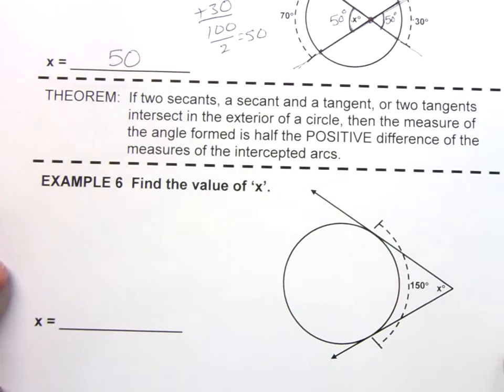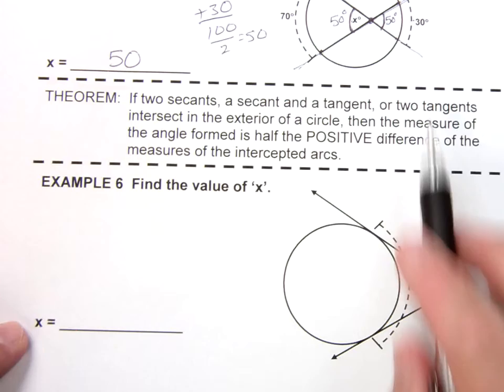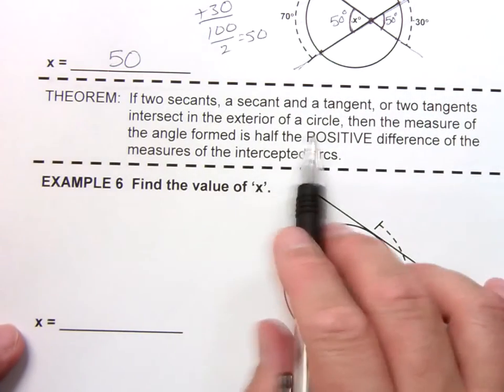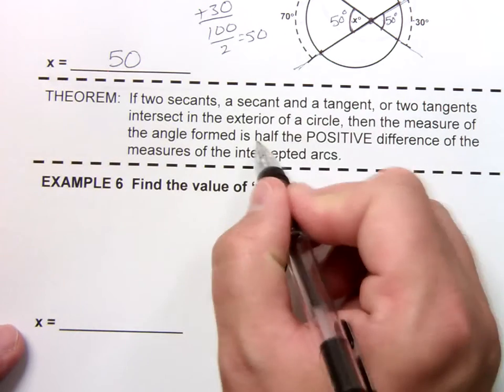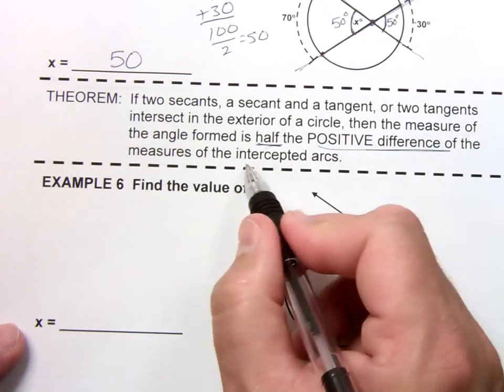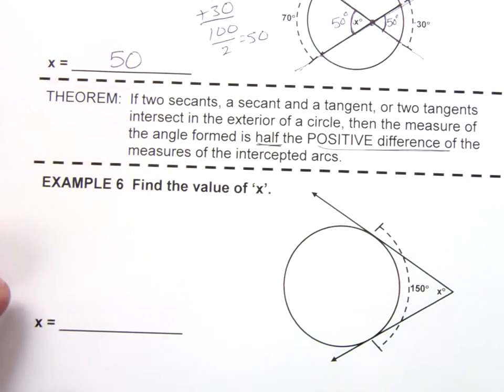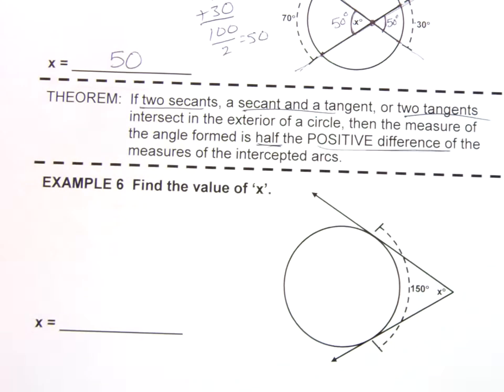All right, let's check out one more theorem. If two secants, a secant and a tangent, or two tangents intersect in the exterior of a circle, then the measure of the angle formed is half the positive difference of the measures of the intercepted arcs. Okay, so you got three different possible scenarios here where this theorem would apply.